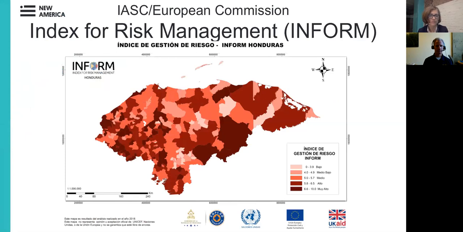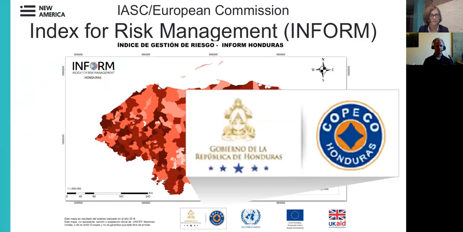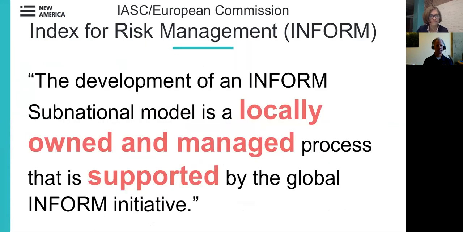The darker areas represent municipalities at higher risk from disasters. Note that key partners in this work are the government of the Republic of Honduras and the organization responsible for coordinating public and private disaster relief efforts. This is a theme that we see in all successful downscalings, and that is the engagement of national or subnational stakeholders. In fact, the Inform team is super clear about how this works. The work is locally owned and managed, with the technical team at Inform's headquarters playing a supportive role. It is cost-effective because they're building on top of their existing Inform platform, and so they can focus on what's unique about the area they're working in rather than wrangling the technology and design into shape for each subnational engagement.